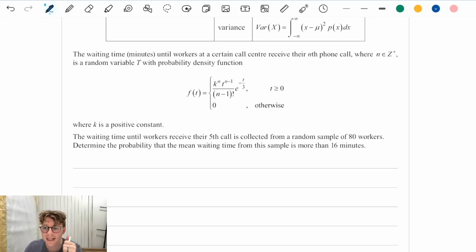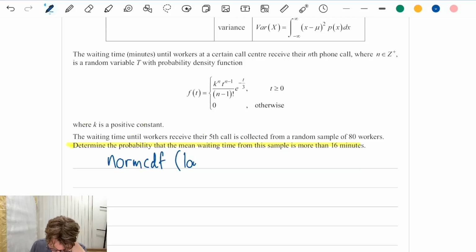Determine the probability that the mean waiting time for this sample is more than 16 minutes. So for the "determine the probability" part, that basically means you're going to have to do some kind of norm CDF in the end, okay? Because of this line here, I basically know I'm given a pretty big hint as to what I'm going to need to do. I'm going to need to do a norm CDF.